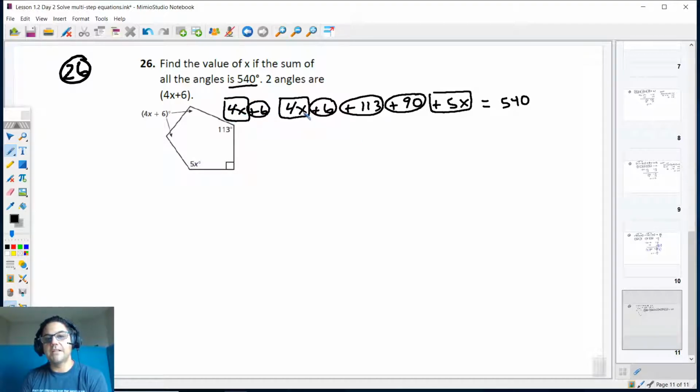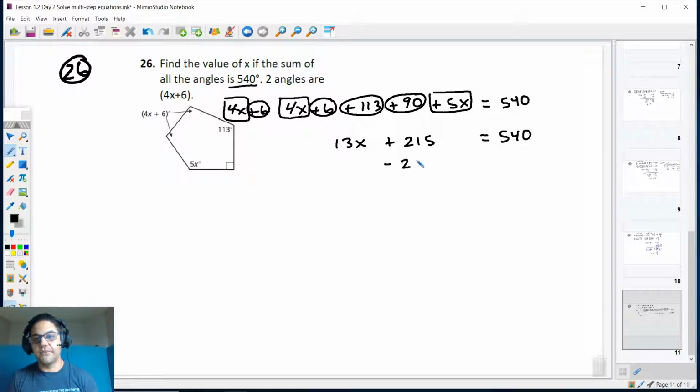So I've got 4x plus 4x plus 5x, which is really 13x. Yeah, I got a good feeling about this one. And again, that's why we use pencil. So we got 6 plus 113 plus 90 equals 215. Subtract 215.